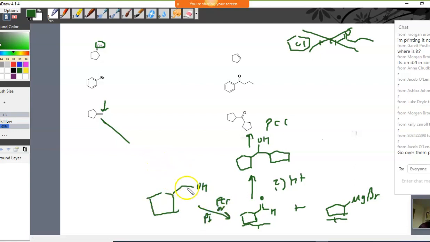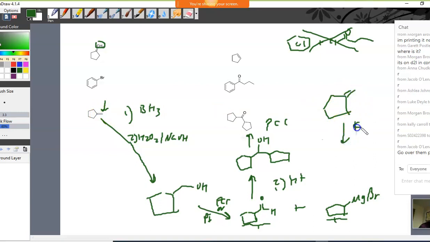Okay, so how do I get this alcohol from this compound? Notice it's a least substituted alcohol, so it's BH3 into H2O2 and sodium hydroxide. And then to make this compound, this is a Grignard. Notice I had to cleave this carbon off.